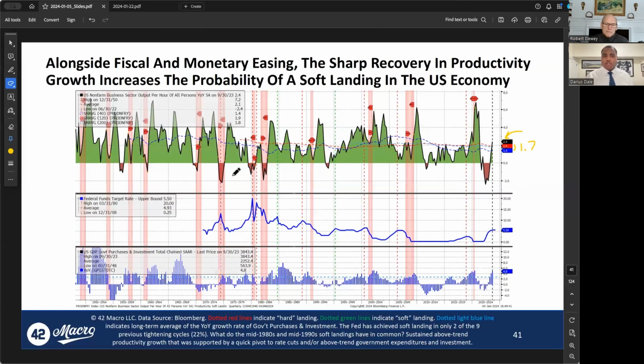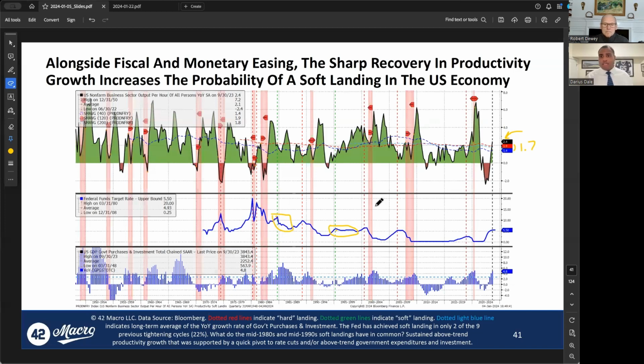And so what I'm showing in this chart, the red dotted lines correspond to all the hard landings after a Fed policy rate tightening cycle. As you can see, there are mostly red dotted lines. There are two green dotted lines that correspond to the 1980s soft landing and the 1990s soft landing. And so how do you get a soft landing in the economy after the Fed has effectively tried to slow the economy, sometimes into a recession, to defeat inflation?